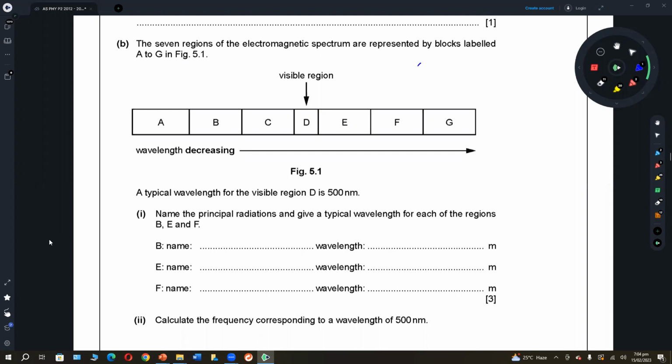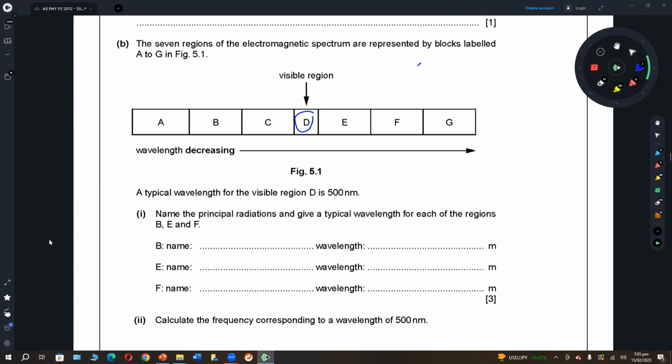Yes, I remember. It was like 10 power 10, then it went down to 8, 6, 5, 4. Yes, it's very important to learn them. So a typical wavelength for the visible region is D. They have marked D, and you know that from there the wavelength is decreasing. It's reversed, so the left side is higher wavelength and the G side is shorter wavelength.